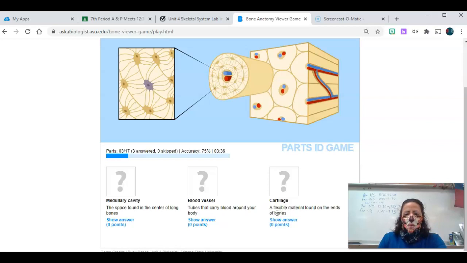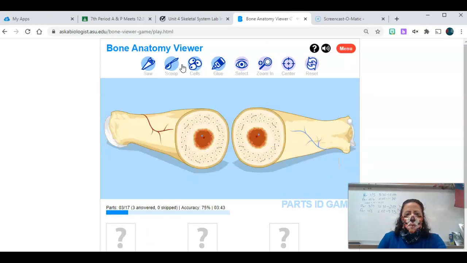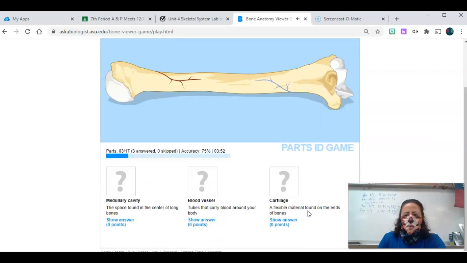And then cartilage, a flexible material found on the ends of bones. Okay, let's go back to the bone level. Can I get to that? Let's reset. Let's just start from scratch. All right, so a flexible material found on the ends of bones. And so we talked about, remember, between bones we have the cartilage, and that's what helps the different bones of the body work together without causing pain or excessive friction.